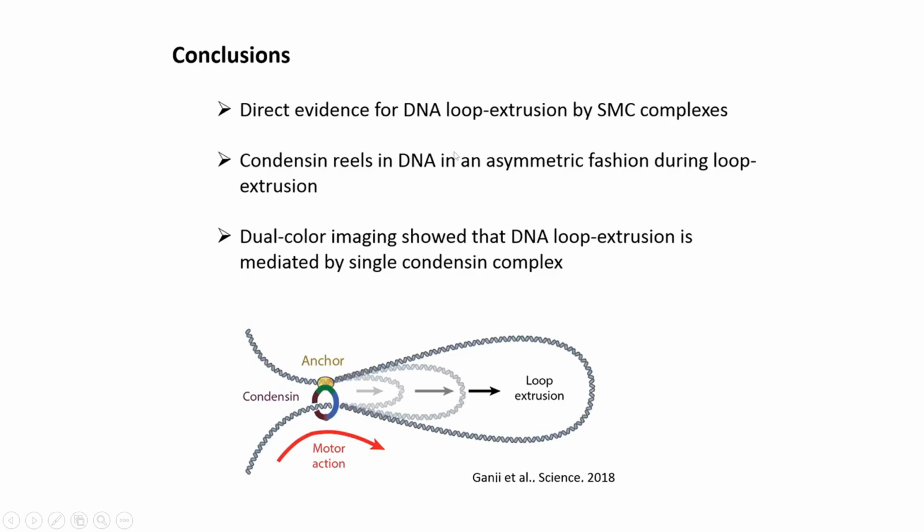So this was the observation, and the conclusion is that they observed DNA loop extrusion by an SMC complex, first the DNA loop extrusion by the condensin molecule. Condensin acts in an asymmetric fashion during the loop extrusion, so asymmetrically it will form the loop and gradually increase the loop size, and a single condensin complex is present on a single DNA. So this was the conclusion.